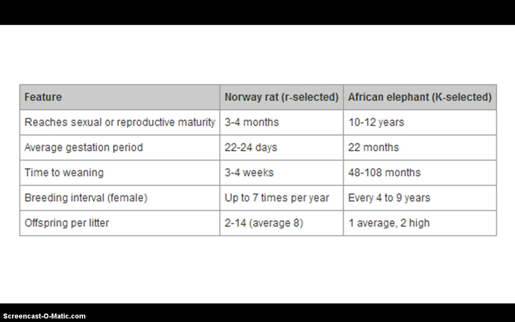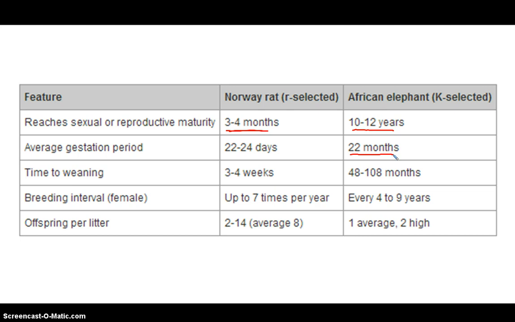So here's a specific example of two. So we've got the Norway rat, which is definitely R selected, versus the African elephant, which is K selected. So reaches sexual maturity, reproductive maturity. The Norway rat is ready to breed in 3 to 4 months. It's adapted to reproduce, whereas the African elephant isn't going to reproduce until it's 10 to 12 years old. Okay, the average gestation period, 22 to 24 days. So the rats can, every 3 to 4 weeks, have a new litter, whereas an African elephant stays pregnant for over a year, almost 2 years, 22 months.